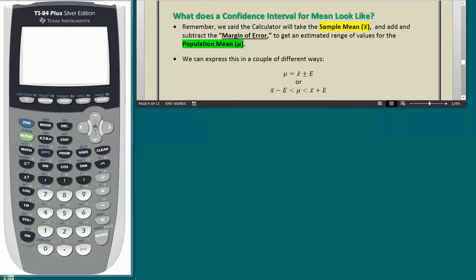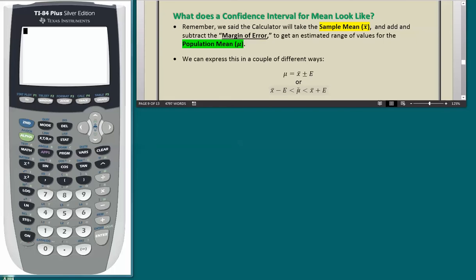So what does a confidence interval for a mean look like? Remember, we said the calculator will take the sample mean, x bar, and add and subtract the margin of error to get an estimated range of values for the population mean, which is called mu. We can express this in a couple of different ways. We can say that mu equals x bar plus or minus e, or we can say it this way, which is the way you usually see it.